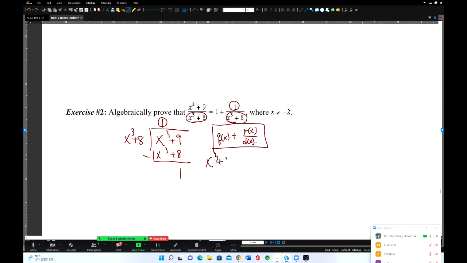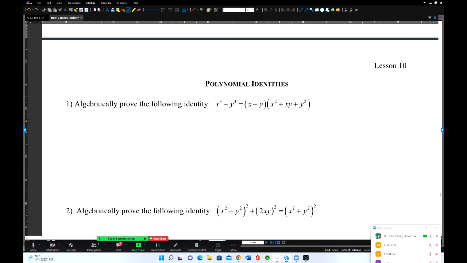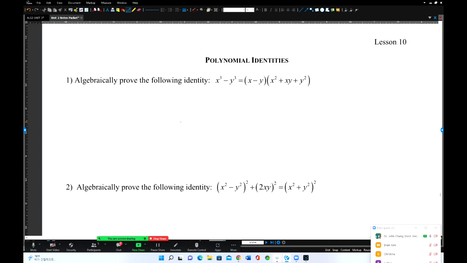So x cubed minus 9 equals 1 times the divisor, x cubed plus 8, plus the remainder. That's the equation. But you have to keep the divisor in the denominator, okay? This is the point. Alright, remember this one, okay?